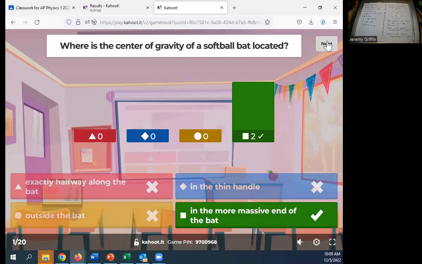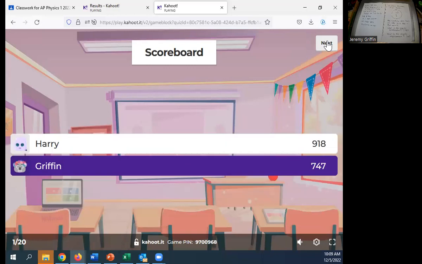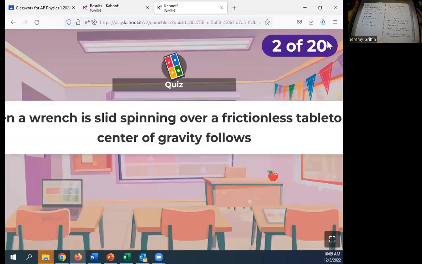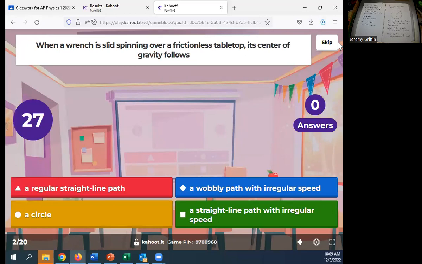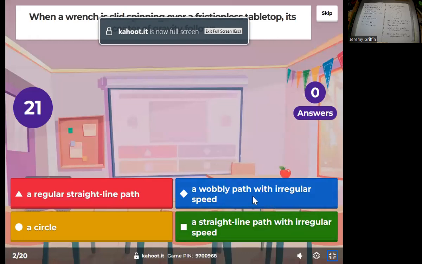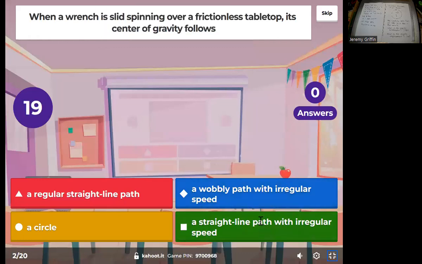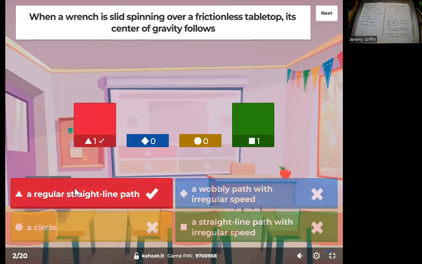All right. So, a wrench is sliding over a frictionless tabletop. Right now, different parts of the wrench might follow all different wonky patterns, but the center of mass, you think, is going to follow probably a straight line path. Yeah, regular straight line path. That's what I'm thinking.